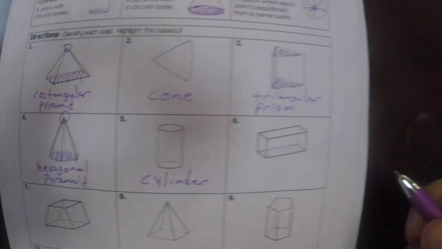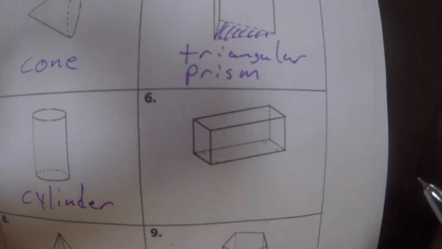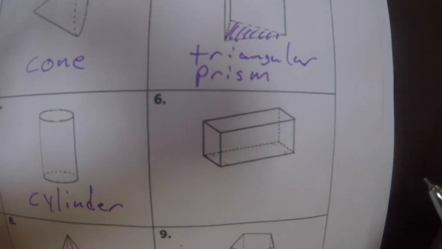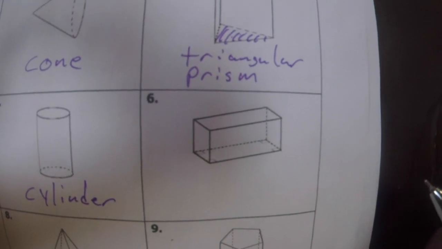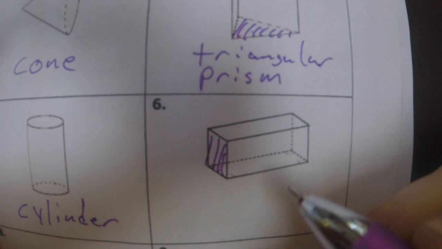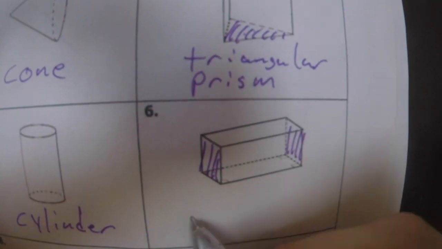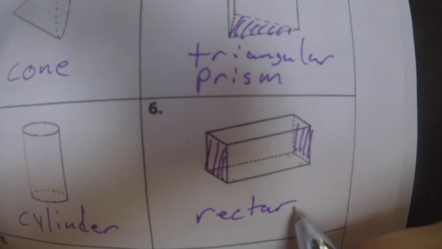This one over here. Okay, this is a plain old looking box. This one looks kind of like a shoe box. We call this, and we see this one a lot, a rectangular prism.